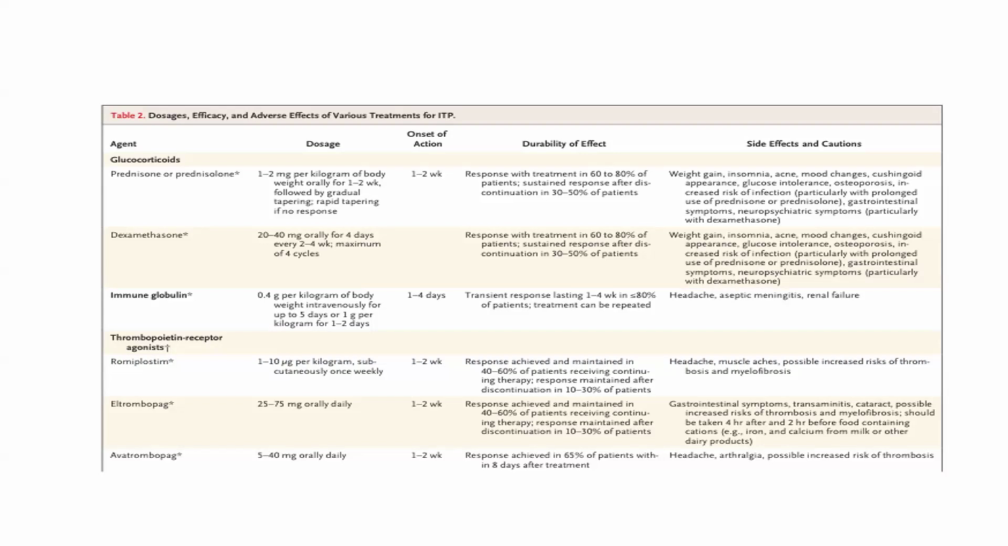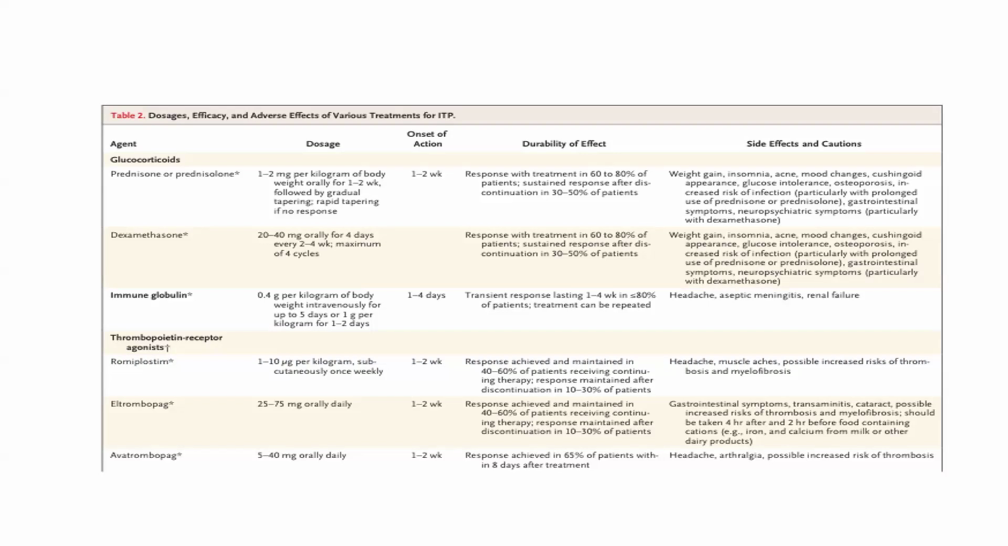Then thrombopoietin receptor agonists are romiplostim, eltrombopag, and avatrombopag. Romiplostim can be used in the dose of 1 to 10 microgram per kg subcutaneously once a week. The side effects are headache, muscle ache, possible increased risk of thrombosis, and myelofibrosis.